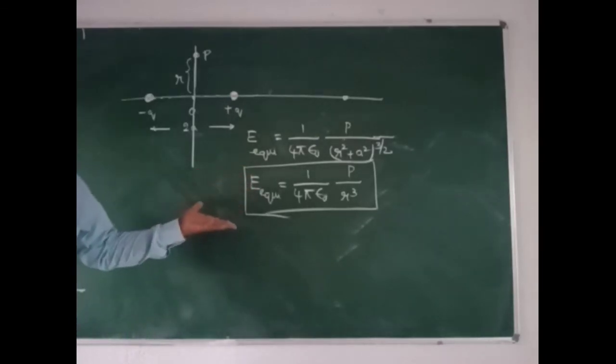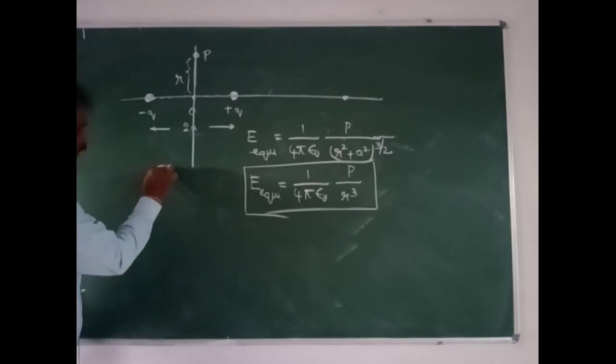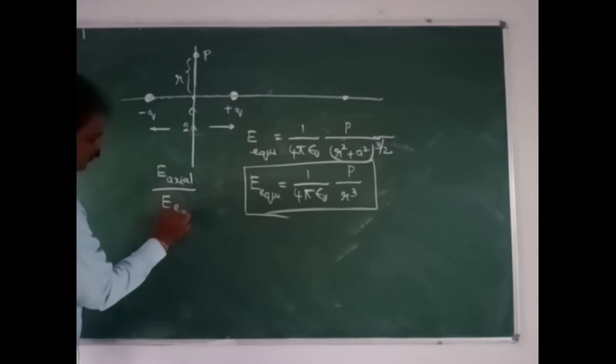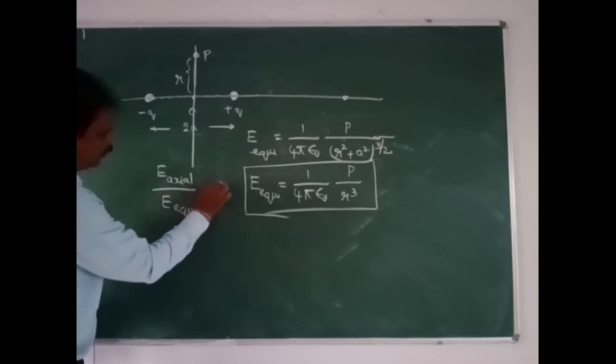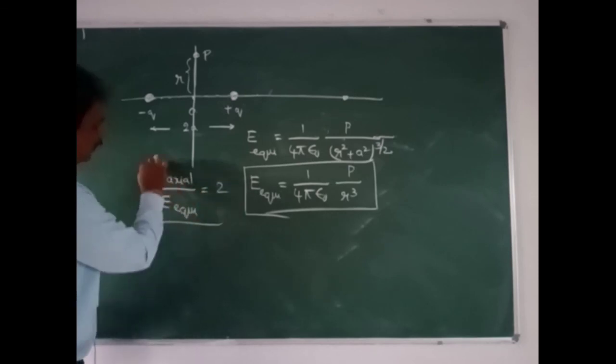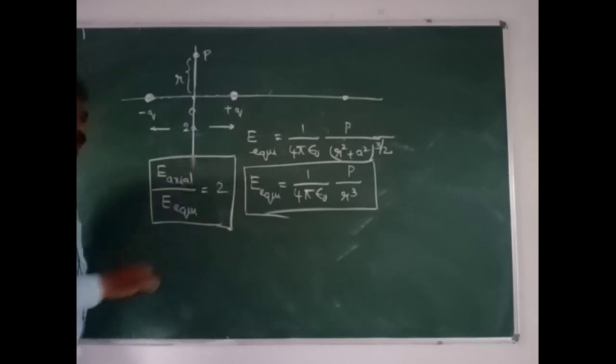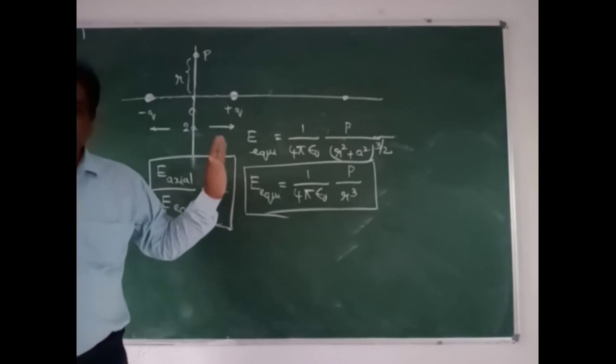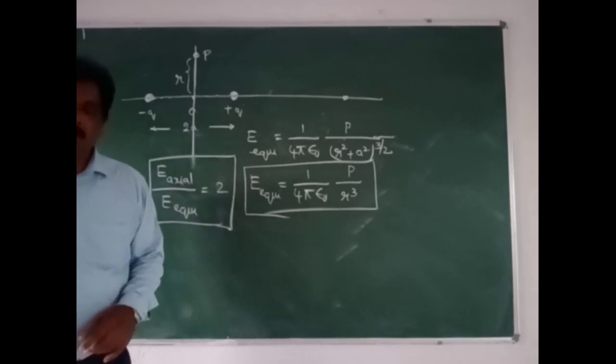On the axial line and on the equatorial line, if we divide, E axial by E equatorial is equal to 2. So on the axial line, intensity will be twice compared to the equatorial line for the same distance. Okay.